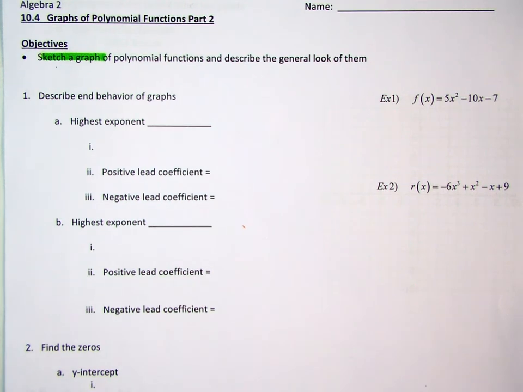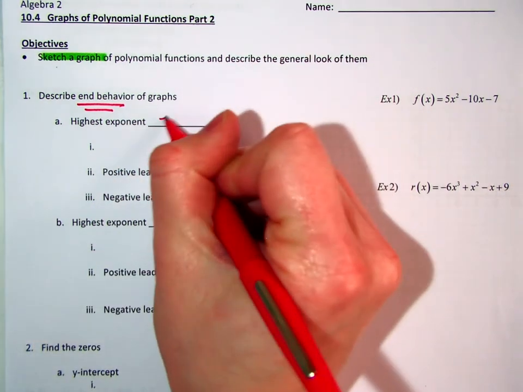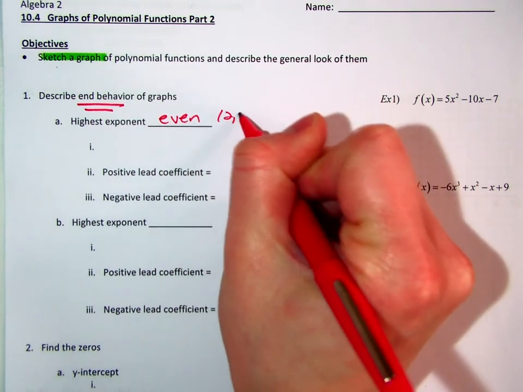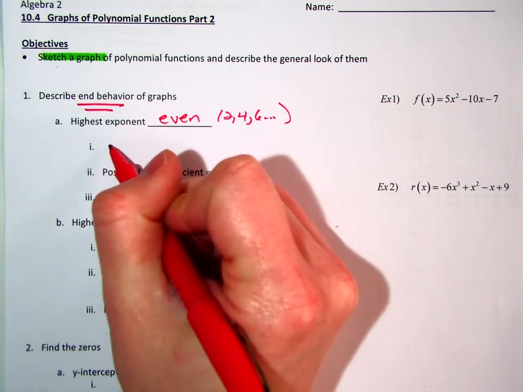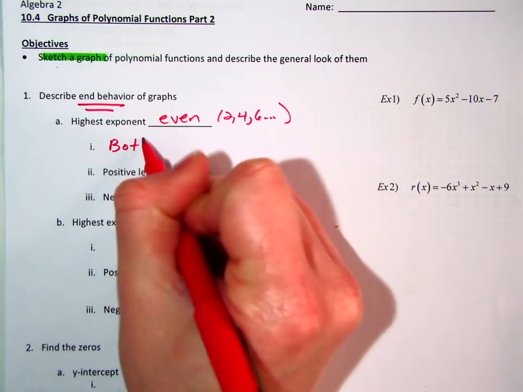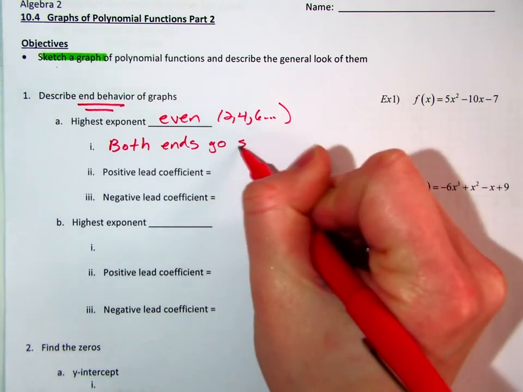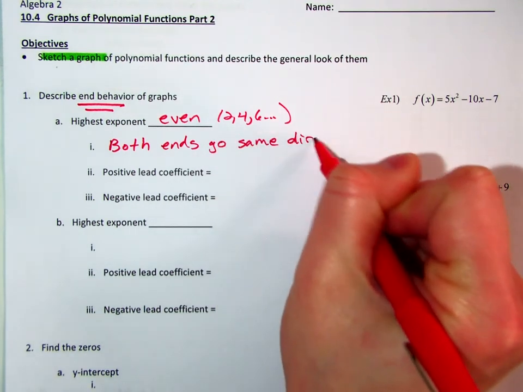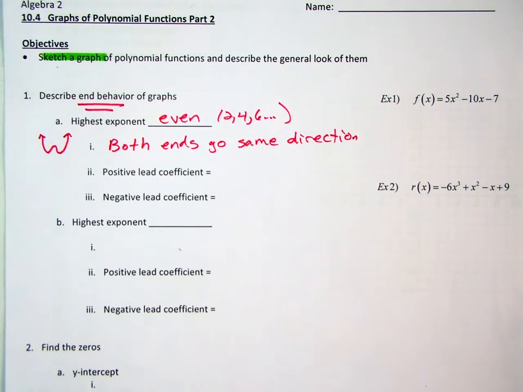So remember from before, we talked about the end behavior of graphs, right? What happens at either end of them? Are they going up? Are they going down? Are they going the same direction or opposite directions? So remember that we need to look at our highest exponent. If our highest exponent is even, right, 2, 4, 6, so on and so forth, we need to remember that both ends go in the same direction. So for example, it might look something like this, where both of the ends end up going up.